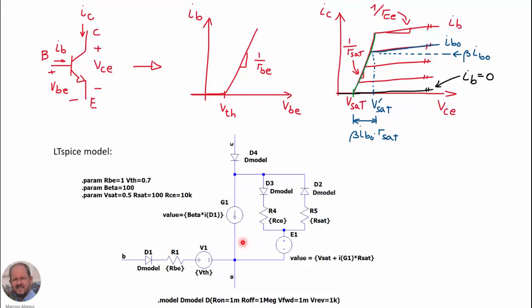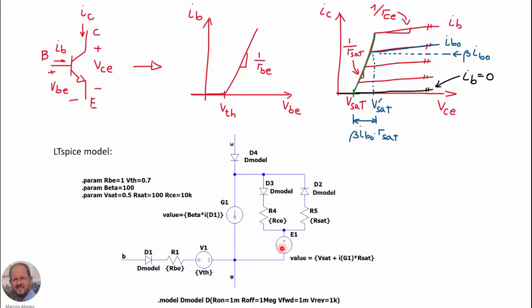And from the point of view of the output, we use the current source with this value, beta, the DC gain of the transistor, times the current through the base, so it's the current through this diode here, D1. And then we use these branches here to model the three operating regions that we have for the transistor.